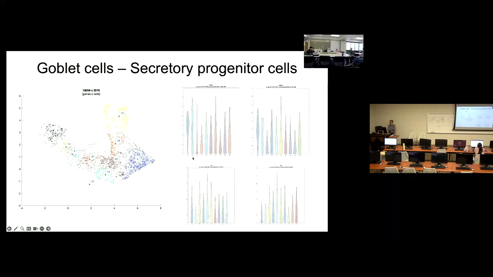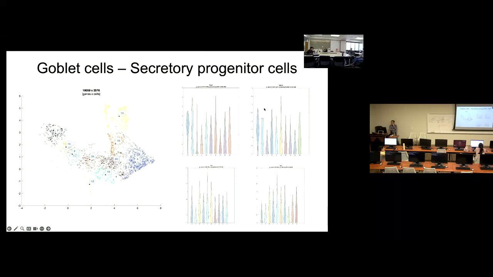So for the secretory progenitor cells, they have different names and people call them different things. That's what makes this also very complicated. So I started calling them secretory progenitor cells. I believe previously we were calling them deep crypt secretory cells. So they do have this Reg4 marker. You can see that cluster number 12 is scoring really high for this Reg4 marker.